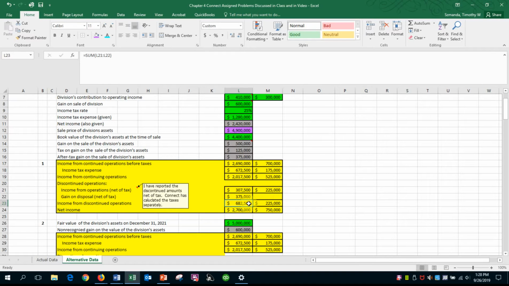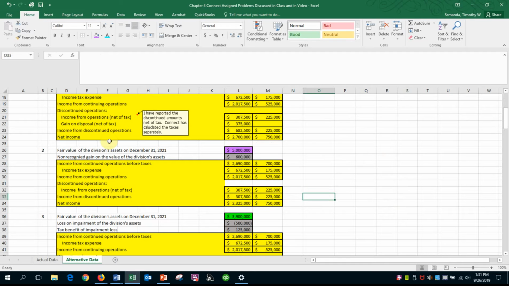So what is our net income in 2021? We're going to add our income from continuing operations of $2,017,500 to the $682,500, the income from discontinued, and now we have our net income using my numbers of $2,700,000.